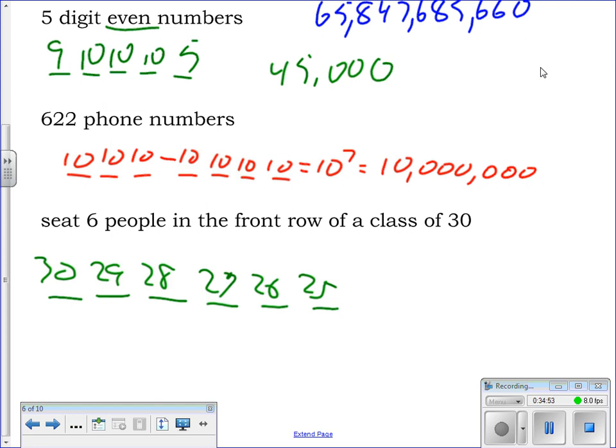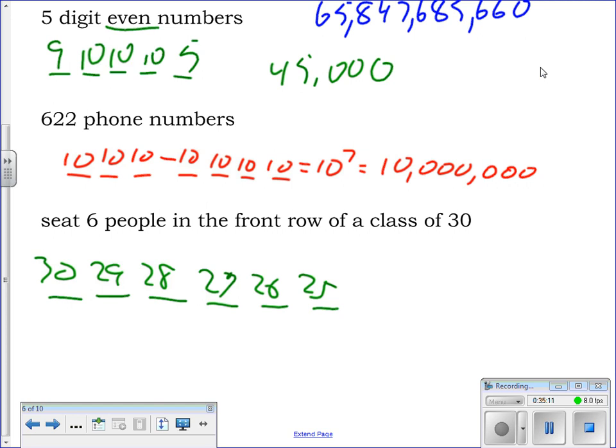That's the fundamental counting principle. How many choices do I have for my first seat? I've got 30. That kid's picked. I can't pick him again. I can't put him in both seats at the same time. I don't care who he is. He can't take up two desks. So I got 29 kids to fill the second one, 29 choices for the next seat.